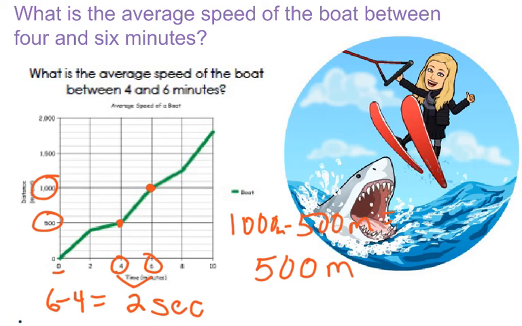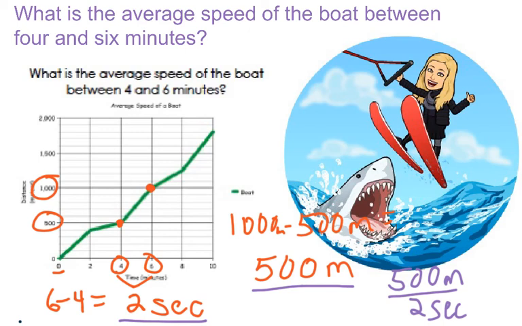So now we have the total distance over the total time. Now we have a problem that we can divide. We have 500 meters in 2 seconds, which is, of course, 500 divided by 2. Half of 500 is 250 meters per second.